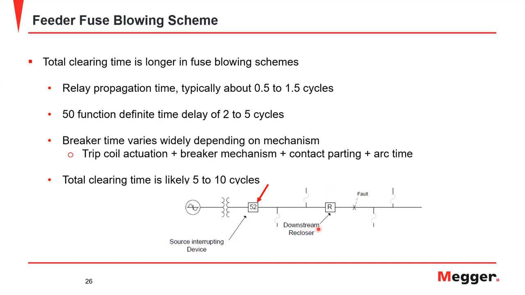So now what has that done to our total clearing time? Well, our relay propagation time hasn't changed. Our breaker time hasn't changed, all the time associated with the trip coil, the mechanism, the contacts, and the arc, but we have added a definite time delay. So now we're up to about 5 to 10 cycles total fault clearing time when you have a fuse blowing scheme. Now that's assuming that you're tripping on the main line and not on a branch circuit.